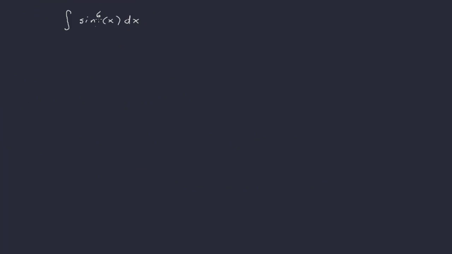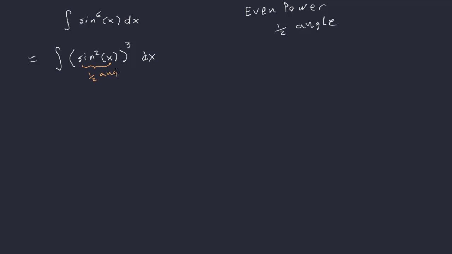Okay, so here we have sine to the 6th of x, and notice we don't have a cosine here, but the only power of sine that we have is even. So the even power, it means we need to do the half angle. Now we can't do it yet because we need sine squared to do the half angle identity. So I'm going to rewrite this as sine squared of x all to the third. Okay, and then do the half angle identity on the inside here.